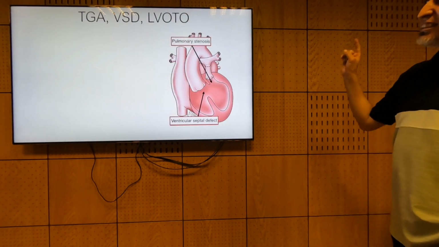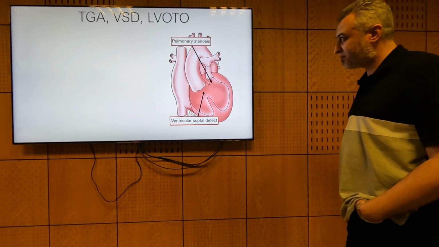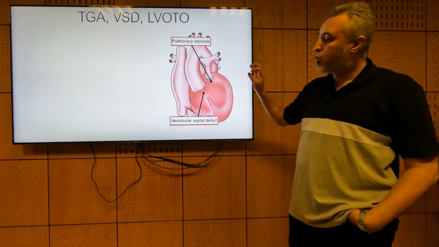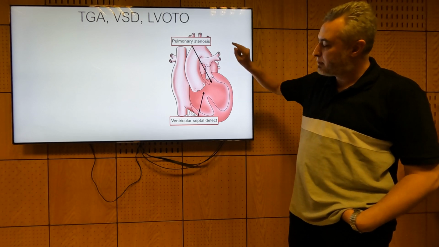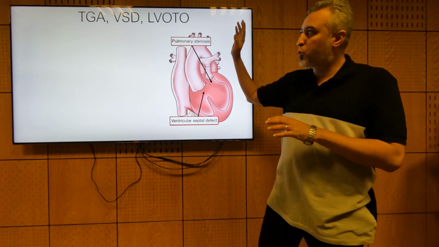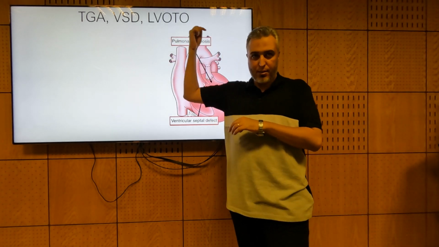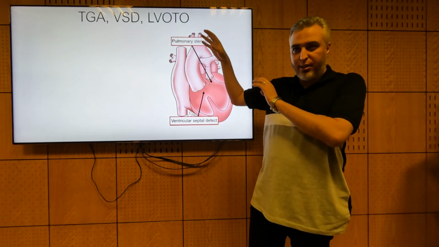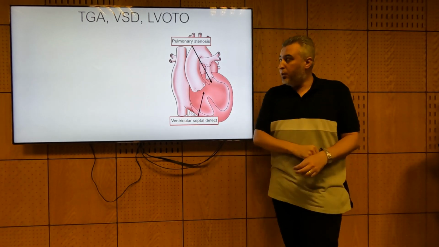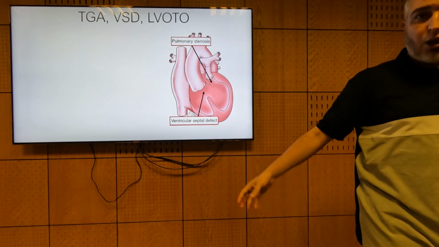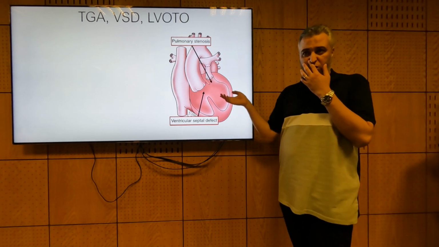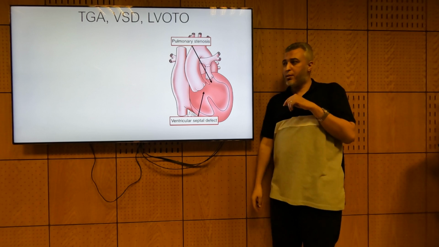TGA, VSD, and LVOT obstruction. So now we're talking about obstruction to flow from the LV to the pulmonary circulation. This is as if we're saying TGA, VSD, PS. So LVOT obstruction here, in the context of TGA, is obstruction to flow into the pulmonary circulation. So what can cause LVOT obstruction in a TGA? Again, we discussed that last time.